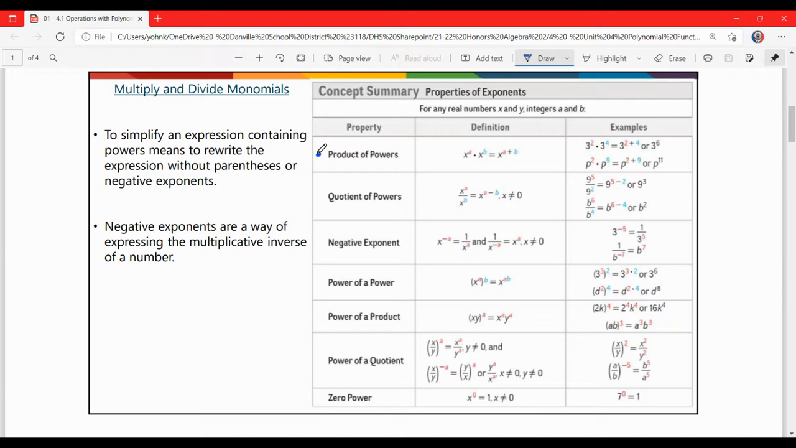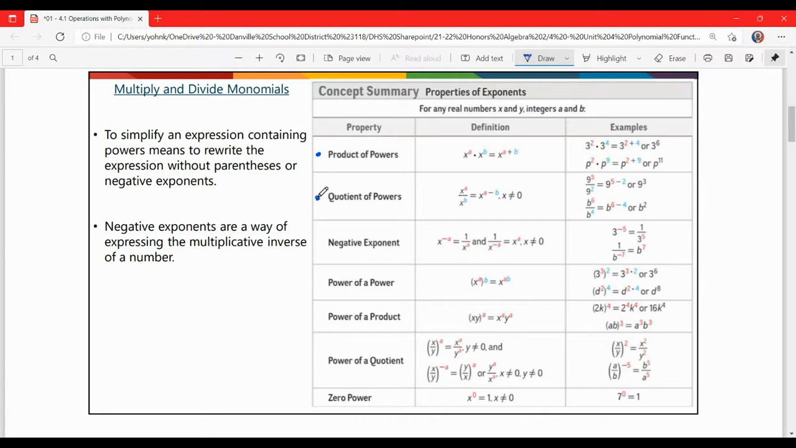The first one we have is product of powers. And this one says that if you're multiplying two monomials together and they have the same base, you're allowed to add the exponents. So for instance, p to the second times p to the ninth, you add the 2 and 9 together to get 11.